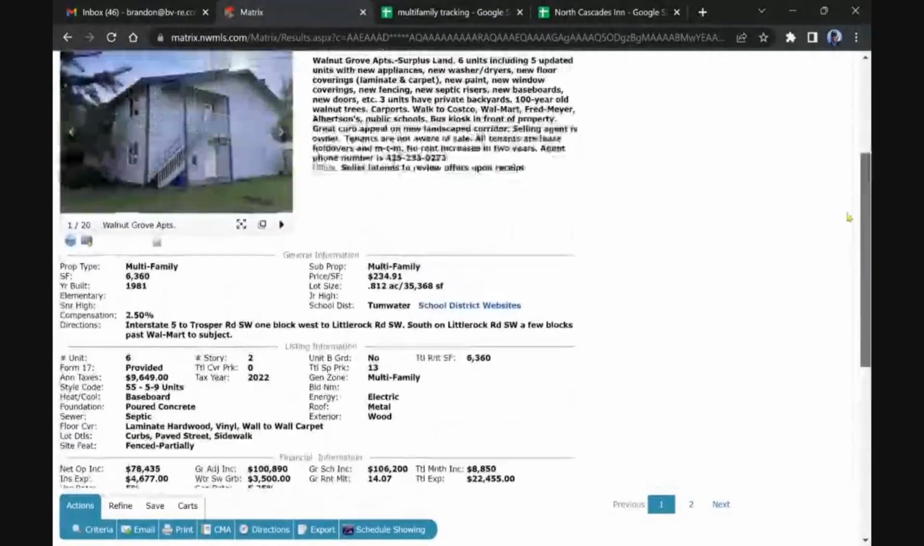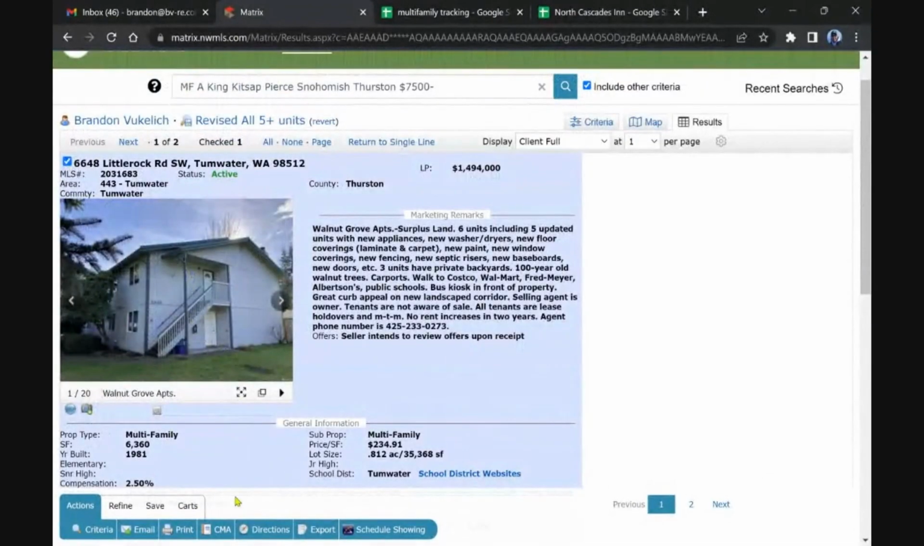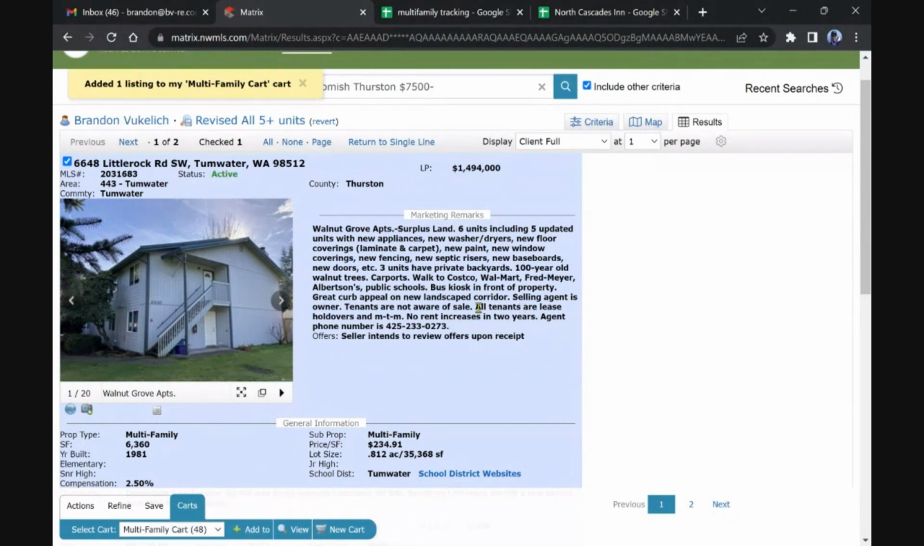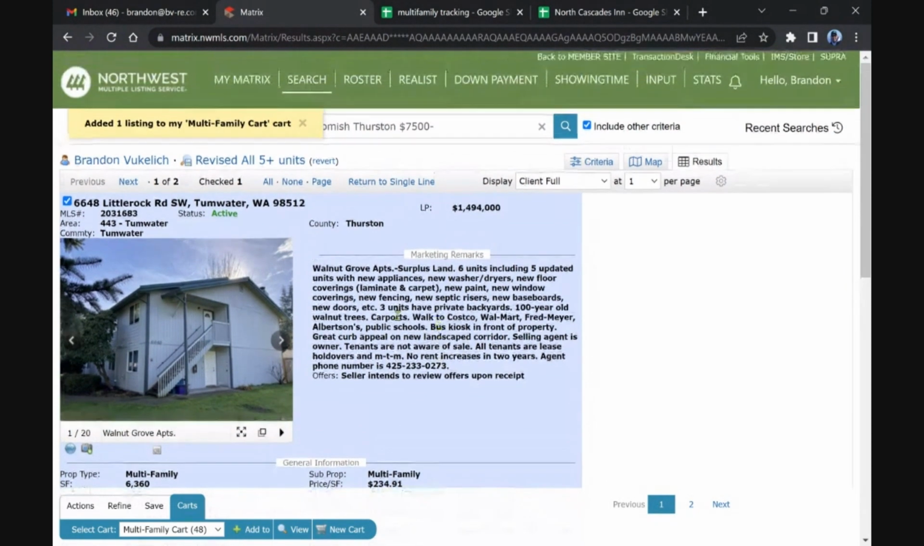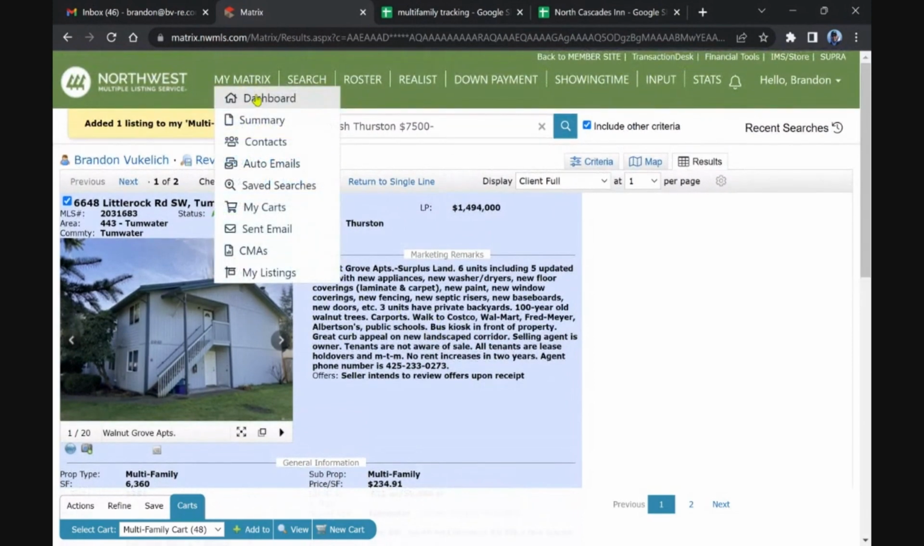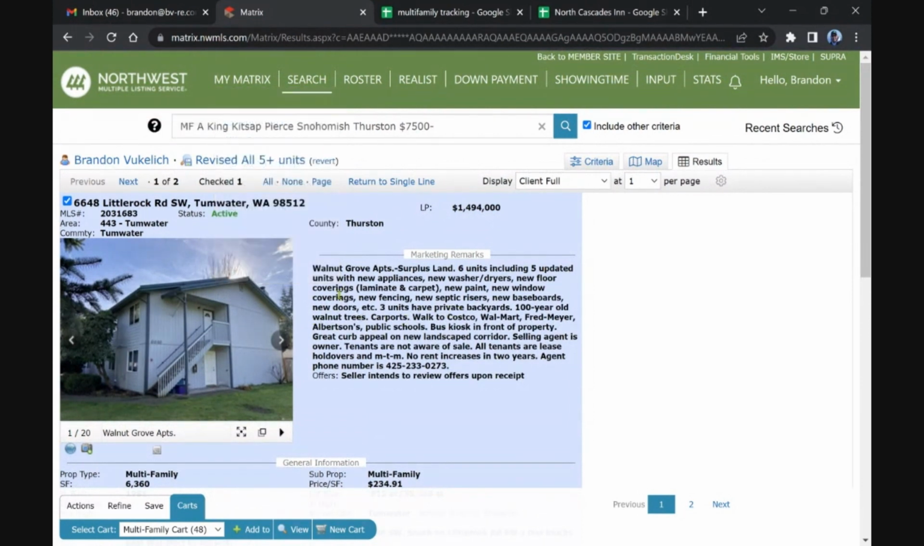So we'll watch this one because I'm down in that area occasionally and I can take a look at it. And if anybody's interested in seeing the numbers on something like this, let me know. That's not too bad for 6 units that size. I like that they're all 2-bed, 1-baths. Looks like it has some good parking. 3 units have private backyards under your walnut trees.